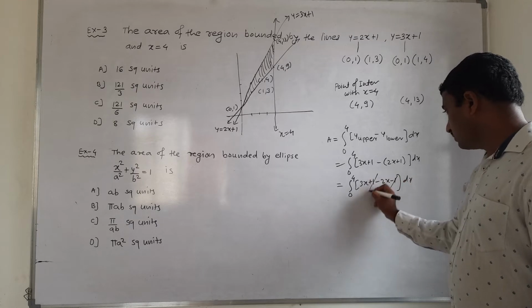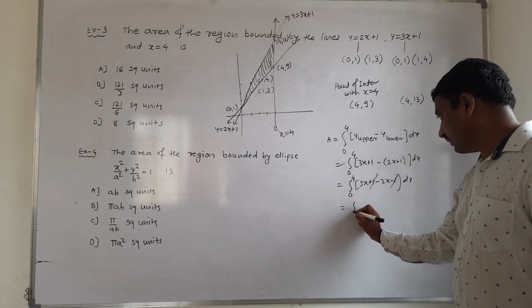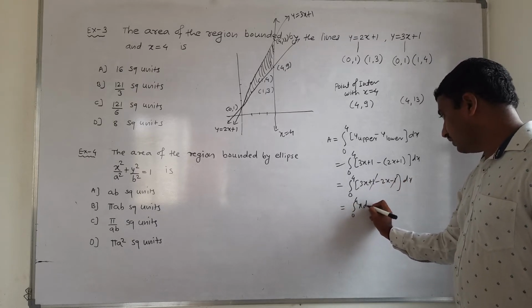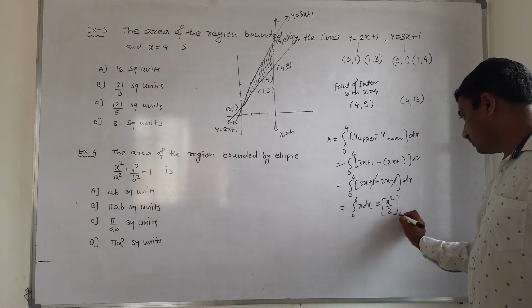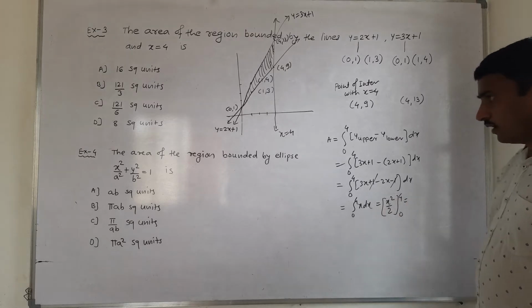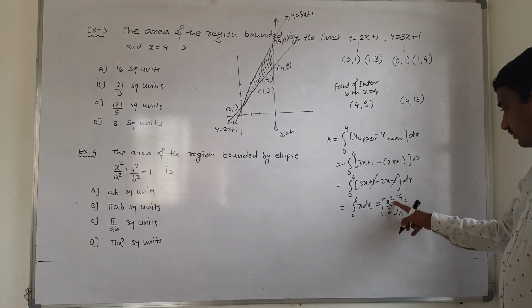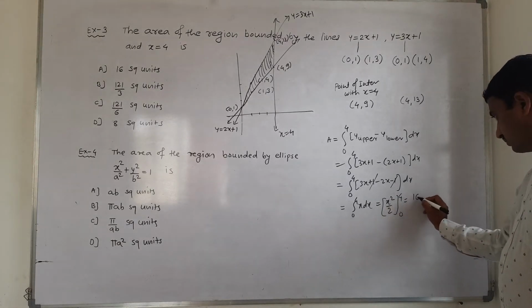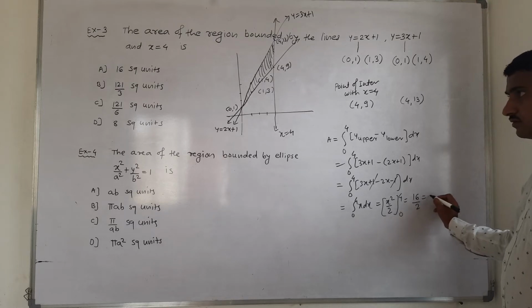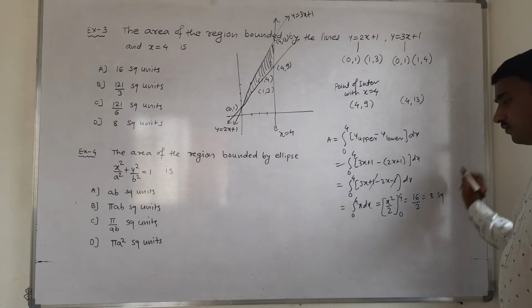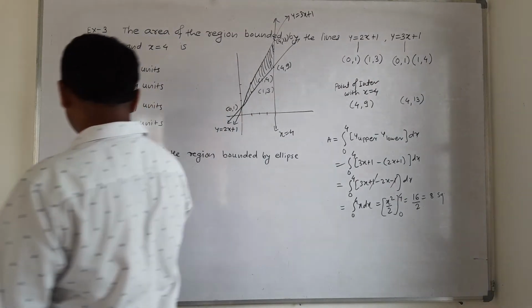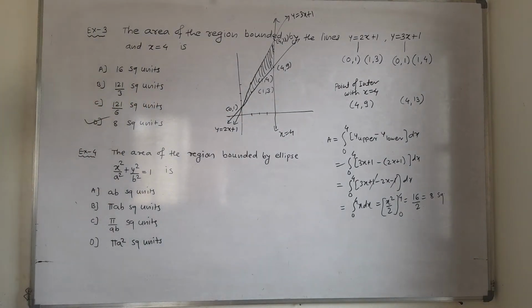This cancels, 3x minus 2x, it is x. The integration is x square by 2 with limits 0 to 4. Upper limit: 16 by 2, it is 8 square units. Lower limit 0 is neglected. 8 square units. That is option D, 8 square units. Check.